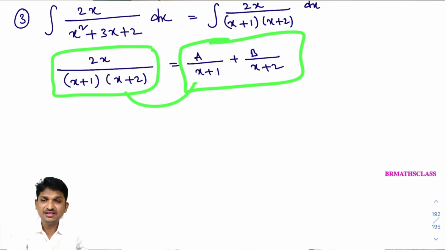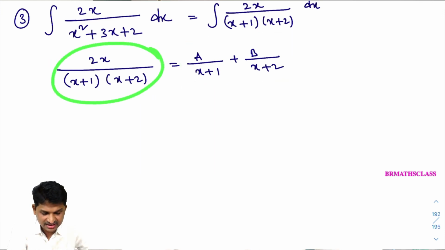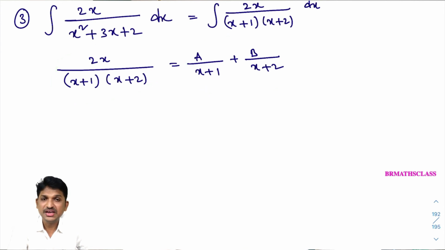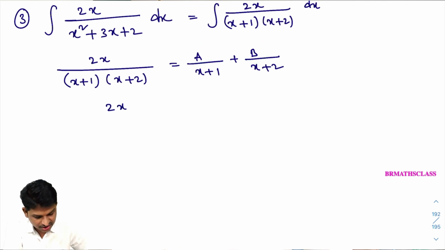Why have we written it like this? Instead of integrating this one, integrating this is very easy. So my intention is what? I want to find the a value and b value first. To find the a value and b value, a little bit of simplification we need to do.